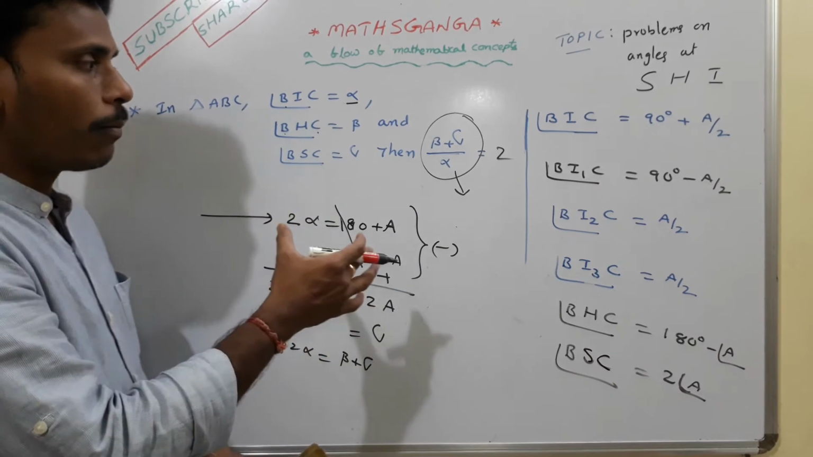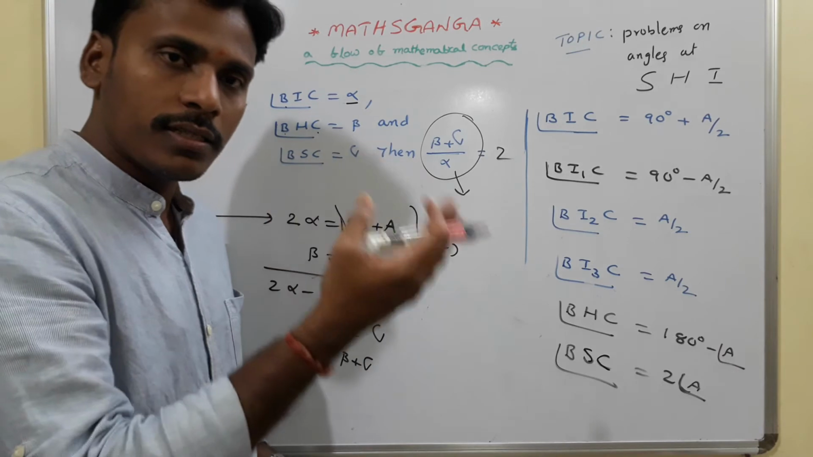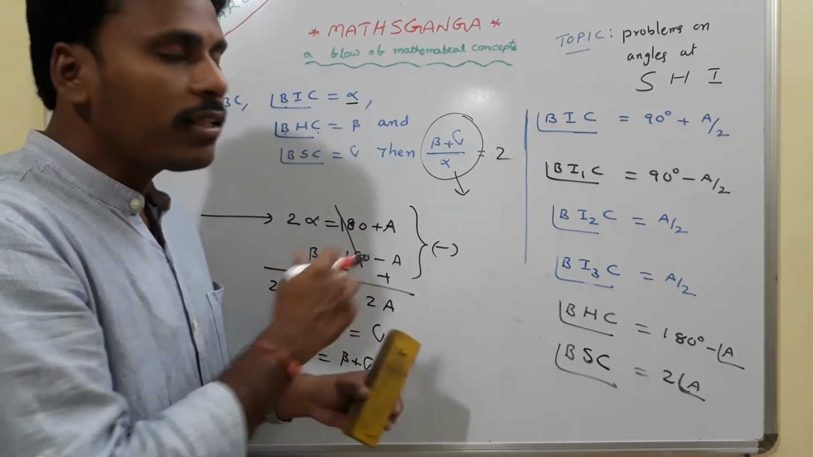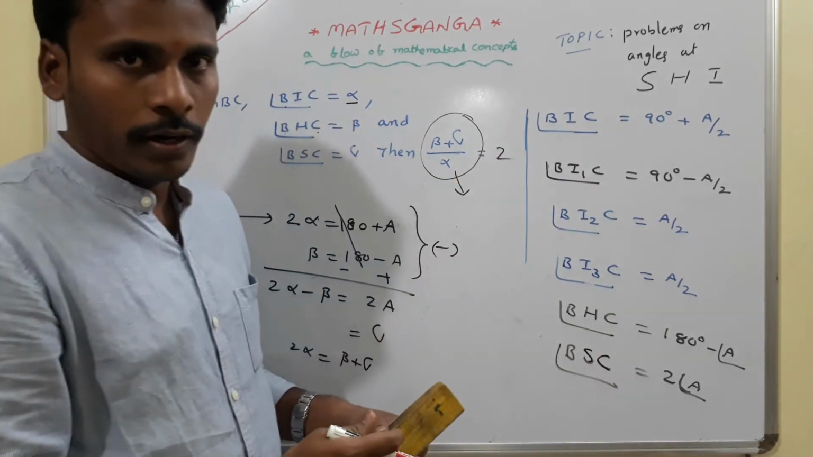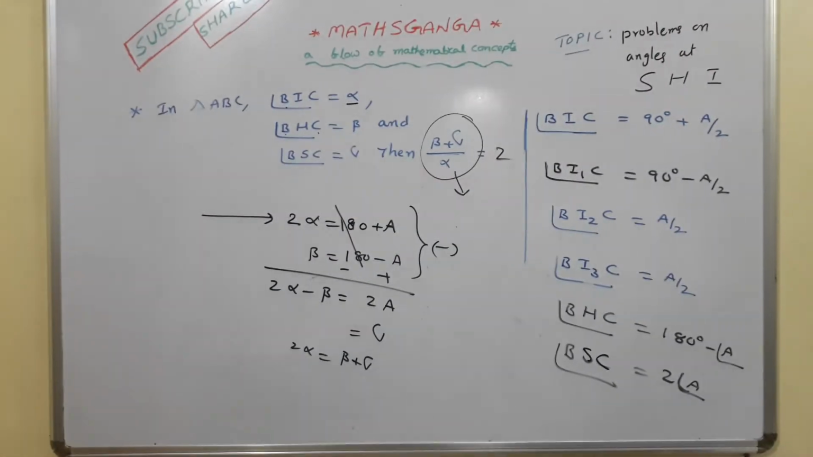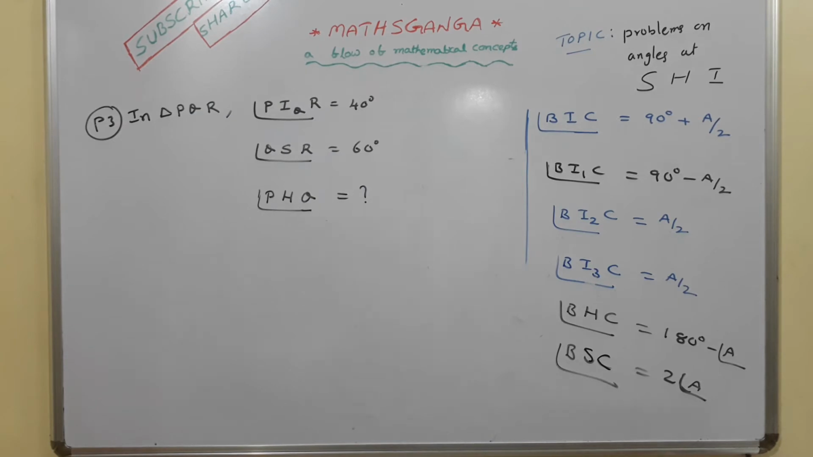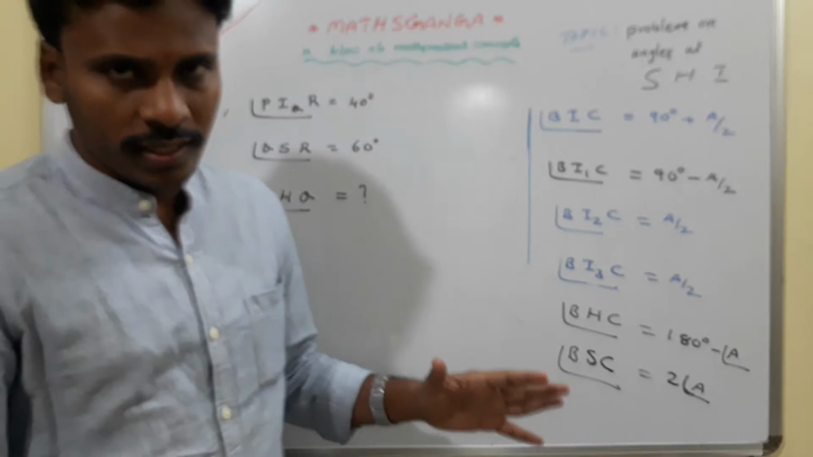So this is a problem based on the angles made by the side BC at the incenter, orthocenter as well as at the circumcenter. All these problems are very helpful in reviewing all these formulae, right? So I will come with another problem. Just look at it. This is the third problem of today's class.